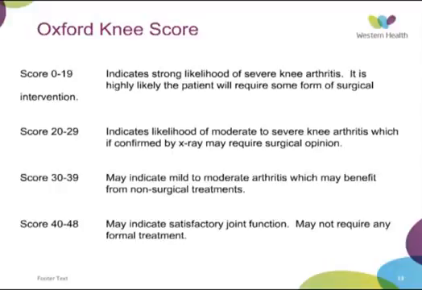A score of 0 to 19 is pretty bad, and indicates that patients have severe arthritis and they most likely will require joint arthroplasty. 20 to 29 means moderate to severe arthritis, and it's likely that they'll be having an orthopedic opinion and may eventually have arthroplasty. 30 to 39 is mild to moderate arthritis and indicates that patients can be treated non-operatively to start off with. And then 40 to 48, where the knee joint function is satisfactory and doesn't really require any treatment at all.